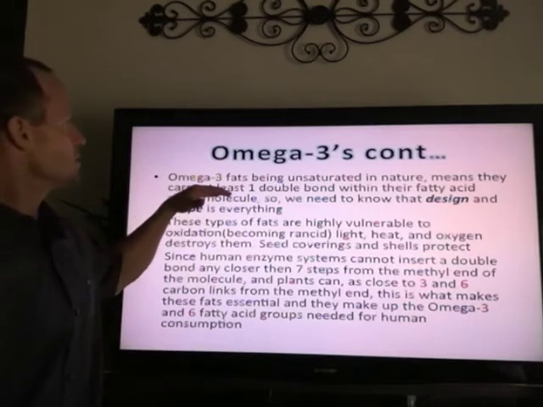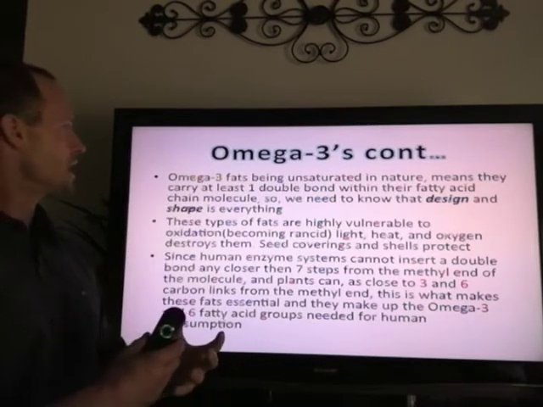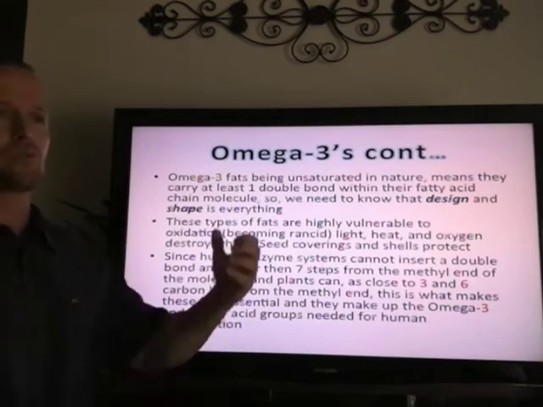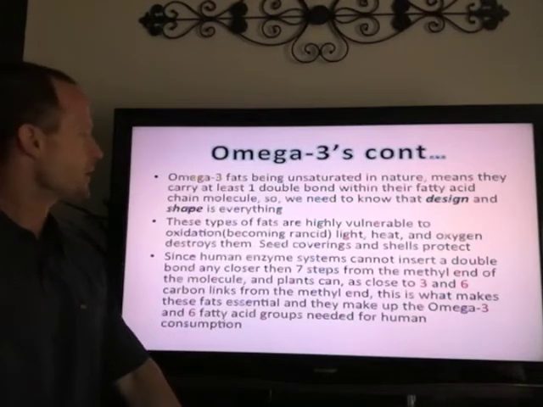When you look at this double bond in the fatty acid molecule, the size and shape has to do with the receptor site on the cell membrane. Your body knows that it's an omega-3. It immediately pulls it in and it is utilized by the cell.